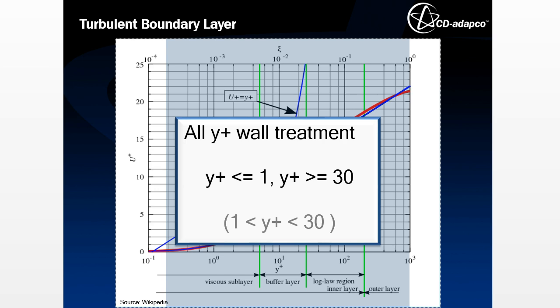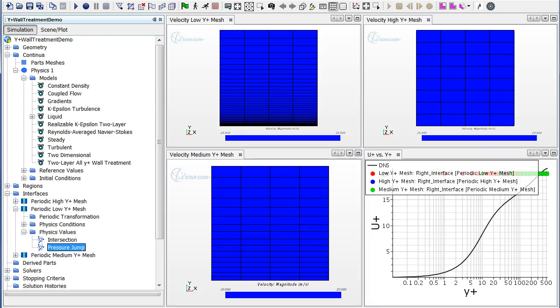This wall treatment is also designed to give reasonable results for intermediate meshes where the cell at the wall has a y plus value which falls into the buffer layer. In the following, we will take a look at an example simulation to demonstrate the effect of the near wall mesh resolution and of the wall treatment on the turbulent boundary layer profile.